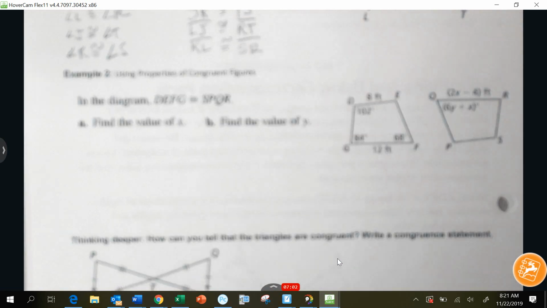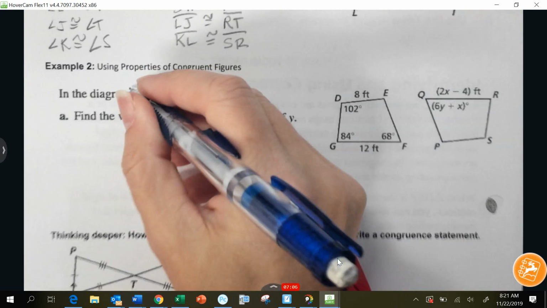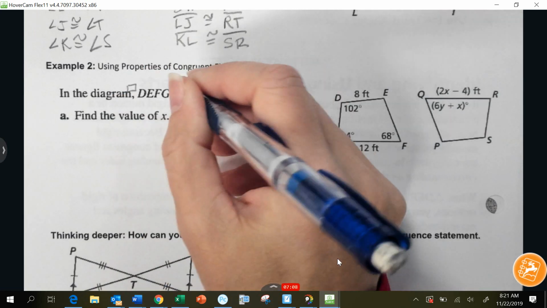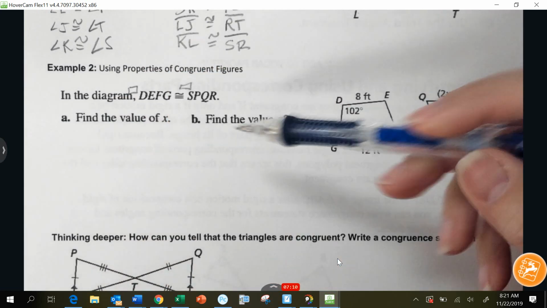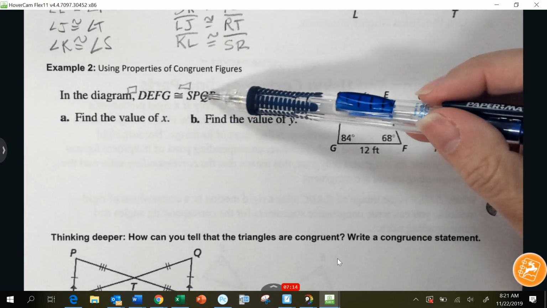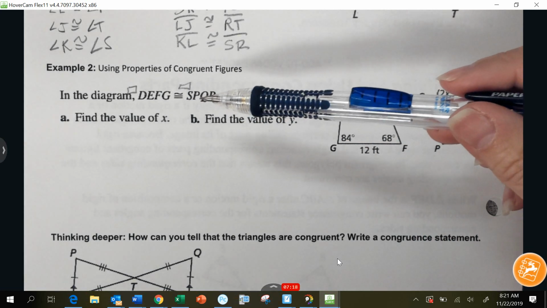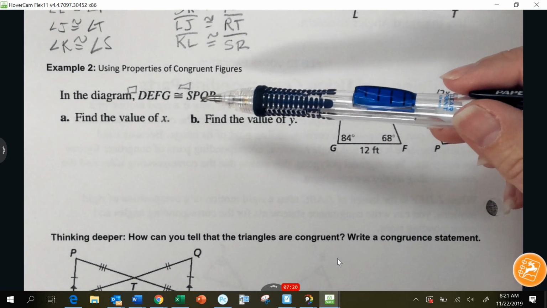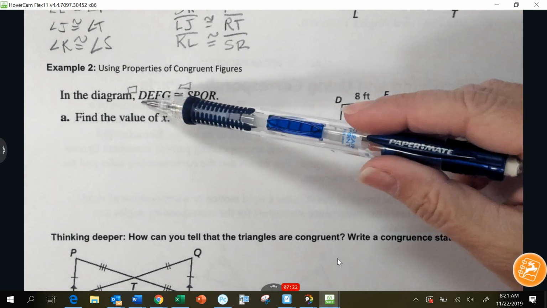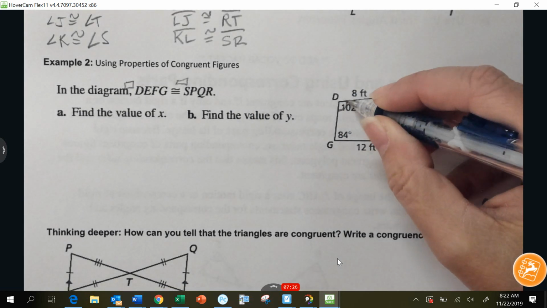In this diagram, this should have something in front of it. It doesn't. Okay, quadrilateral DEFG is congruent to quadrilateral SPQR. That is right now telling me which angles correspond to each other. Angle D corresponds to what angle? S.